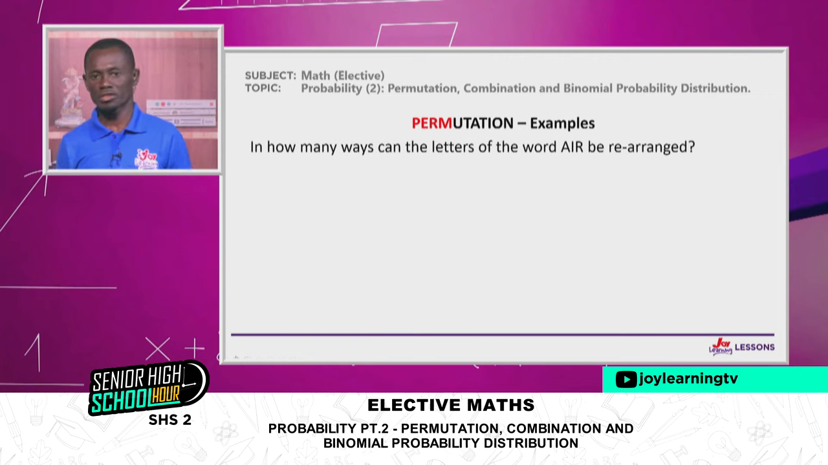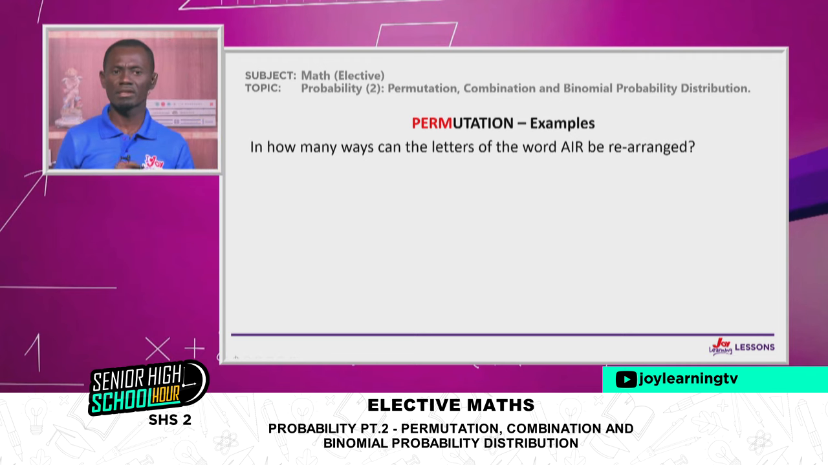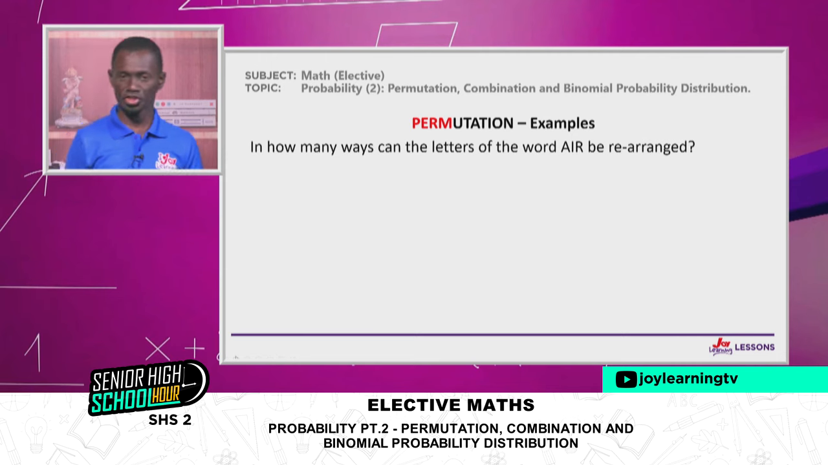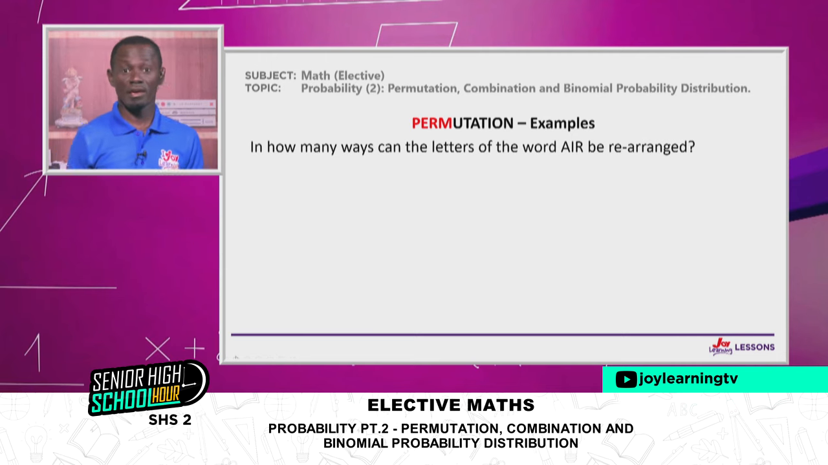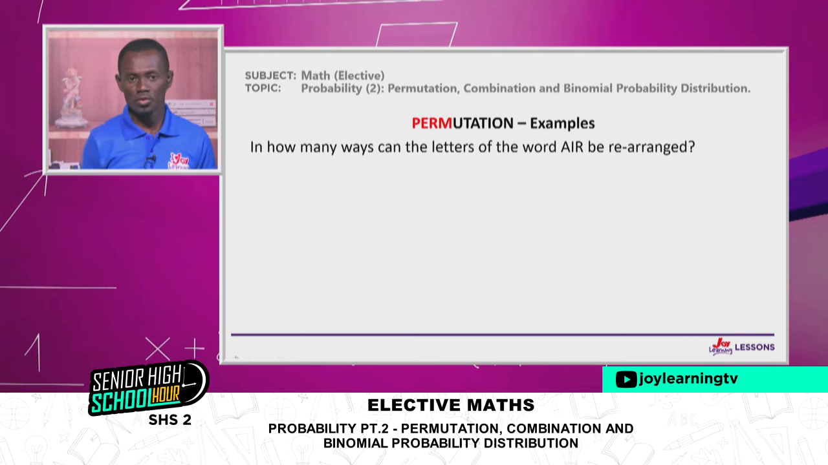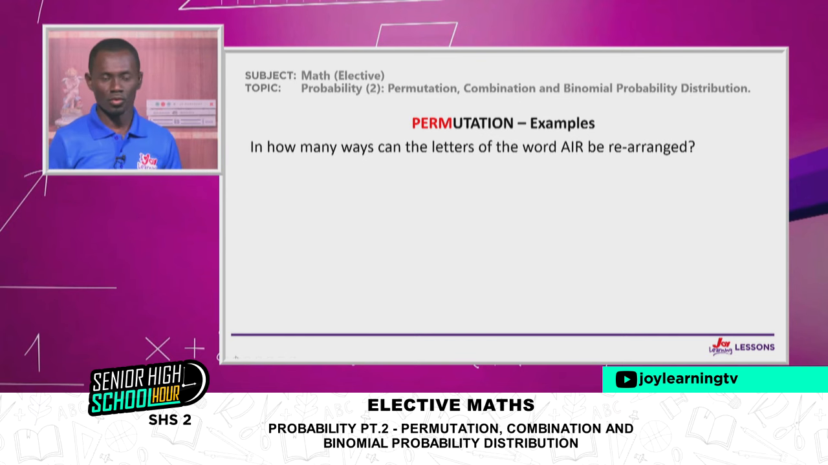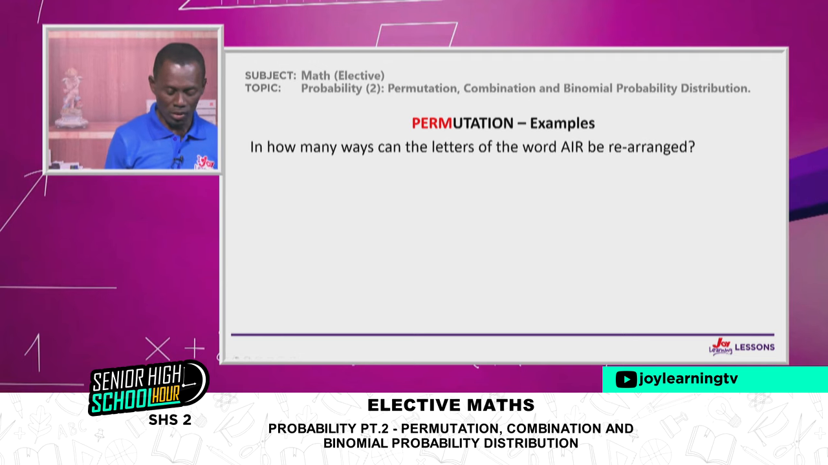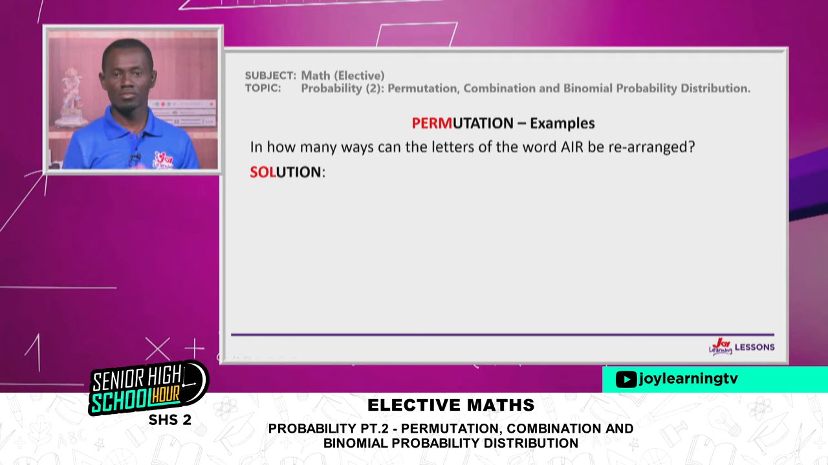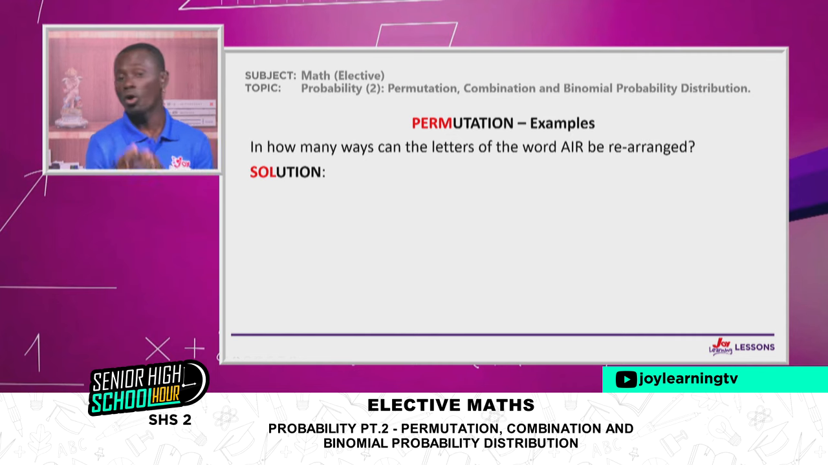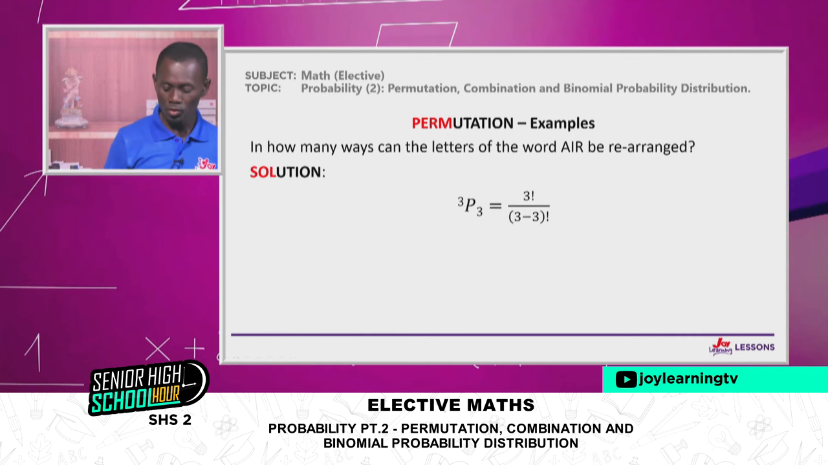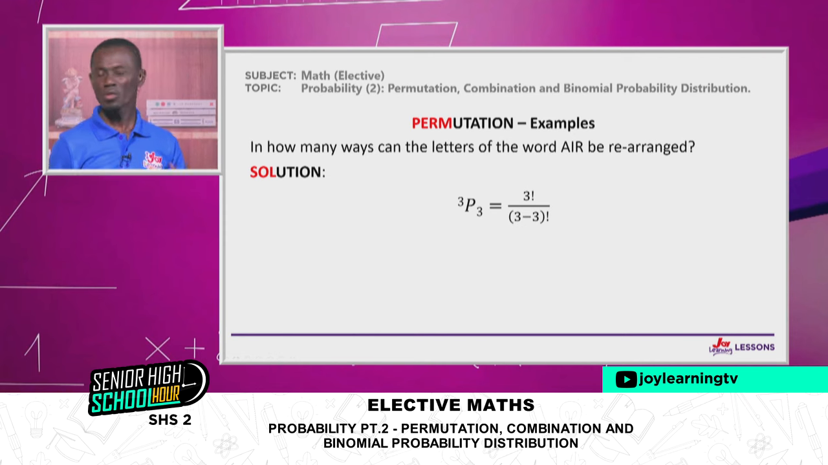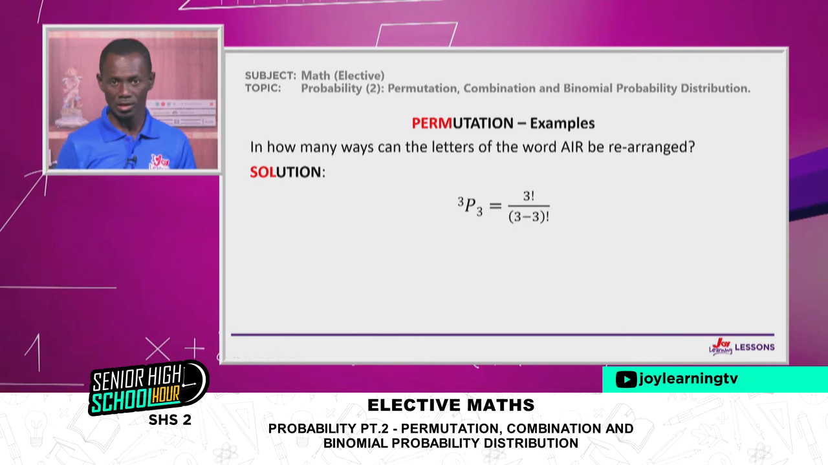Look at this question. It says, in how many ways can the letters of the word air be rearranged? So air itself is one arrangement. We could move it to IAR. We could move it to RIA and all kinds of arrangements. Well, we have three letters to arrange, and we are arranging all three at the same time. So it is three permutation three. Three total items, and we are arranging all.